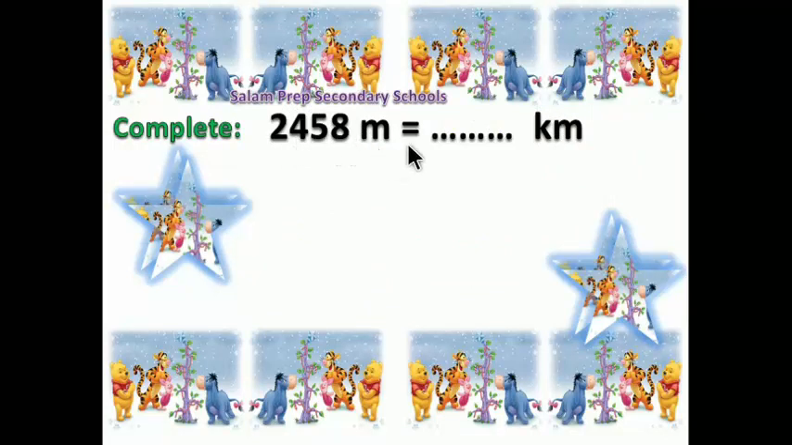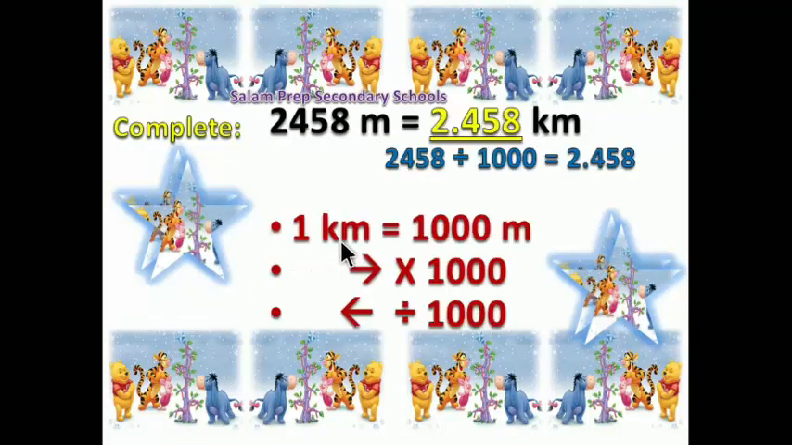2458 meters equal blank kilometers. We know 1 kilometer equal 1000 meters. We need to convert from meters to kilometers. To convert from meters to kilometers, we divide by 1000. 2458 divided by 1000 equal 2.458.